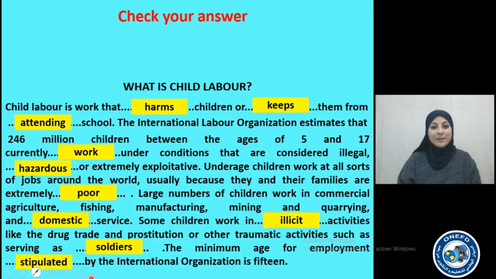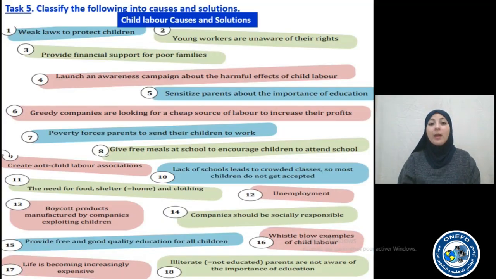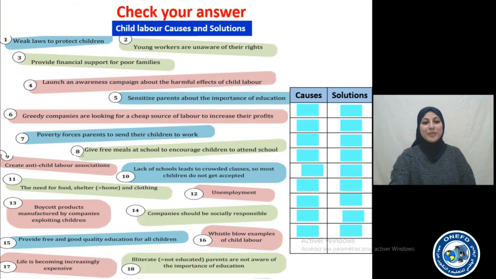Task 5. Classify the following into causes and solutions. Take time to read them carefully and then think about the answer. Check your answer. Sentence 1. Weak laws to protect children is considered a cause.